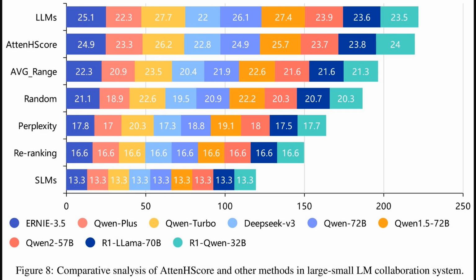Building on that re-ranking, this final figure, figure 8, provides a comparative analysis of different methods within the large small language model collaboration system. We see overall question answering performance represented by these bars. At the top, large language models alone set a high benchmark. Just below, AttenHScore achieves scores very close to that, and significantly better than using small language models alone, or simpler invocation methods like perplexity, which is a common measure of how well a language model predicts text, often used as a baseline for error detection. This clearly shows AttenHScore's strength in balancing performance with efficiency.